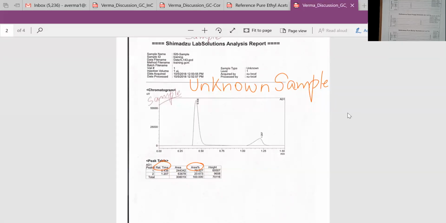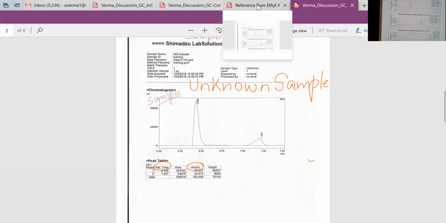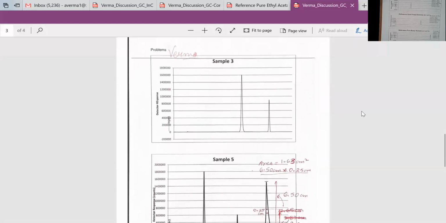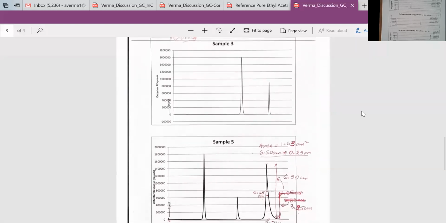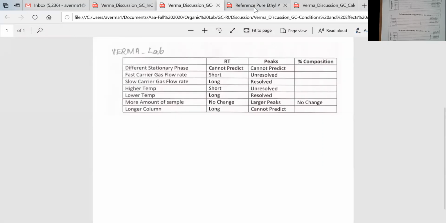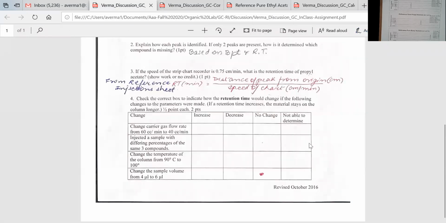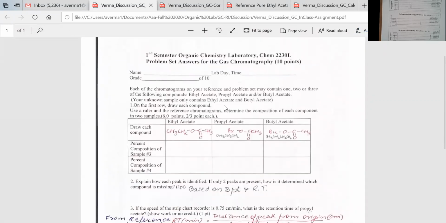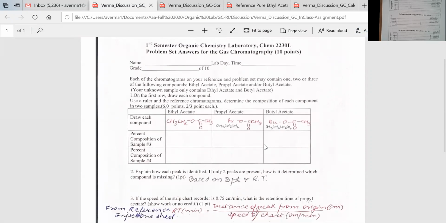When you do your own unknown samples GC, you will see a spectra like this, which you will have to record in your data sheet. However, for your in-class work, you will be given these problems. Please be careful about your sample numbers and write them accordingly in your problem set answers for gas chromatography.